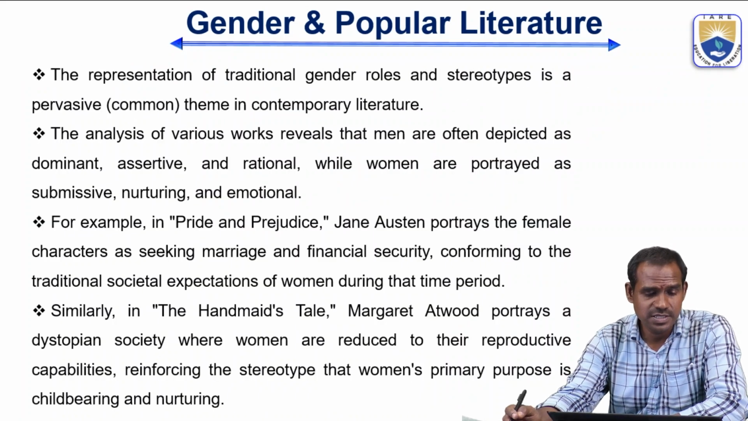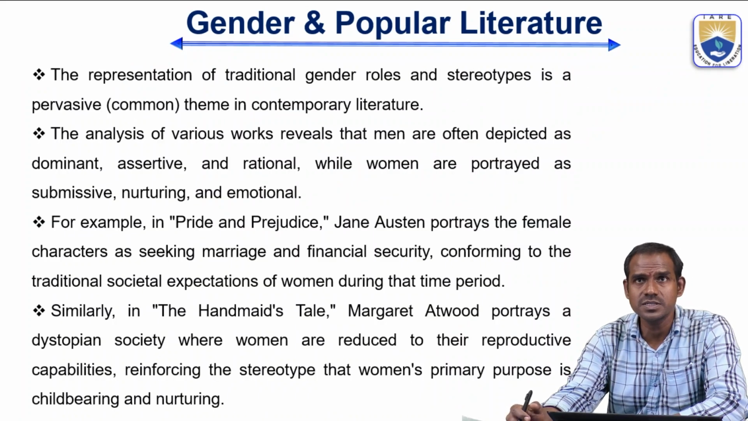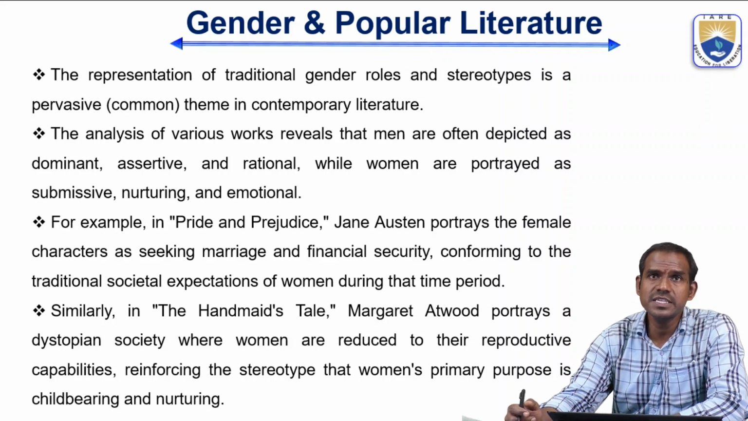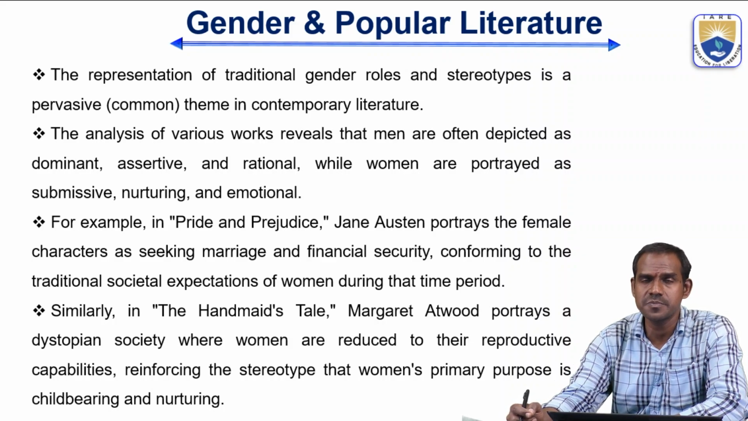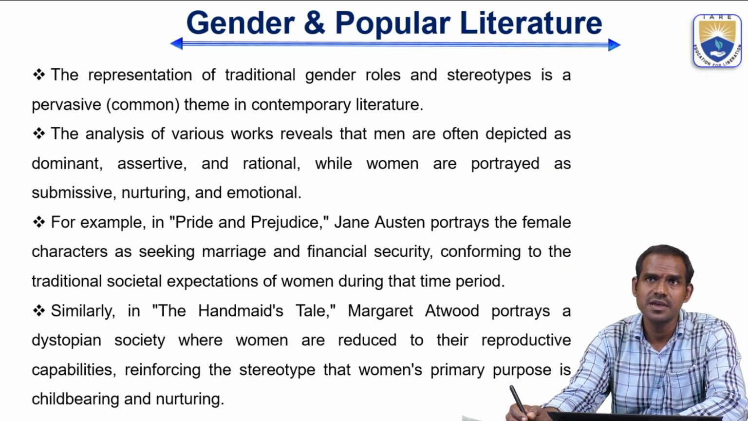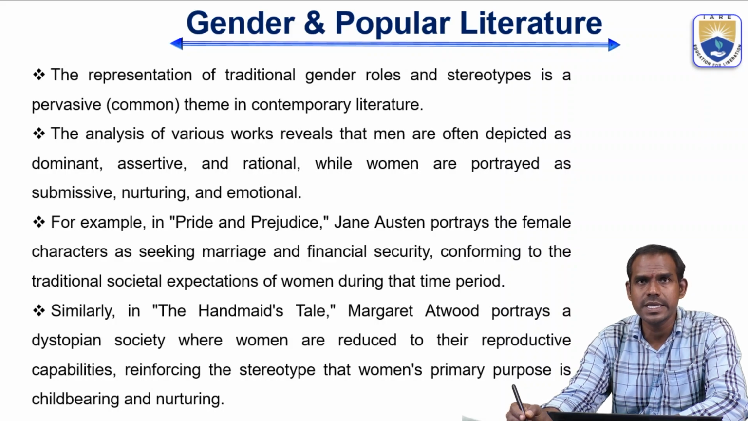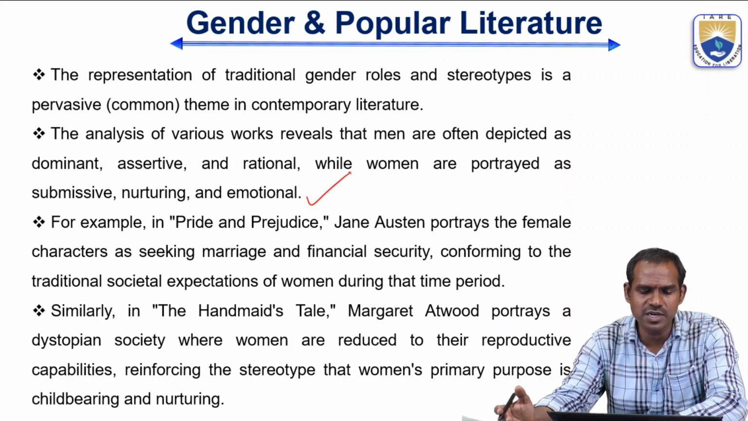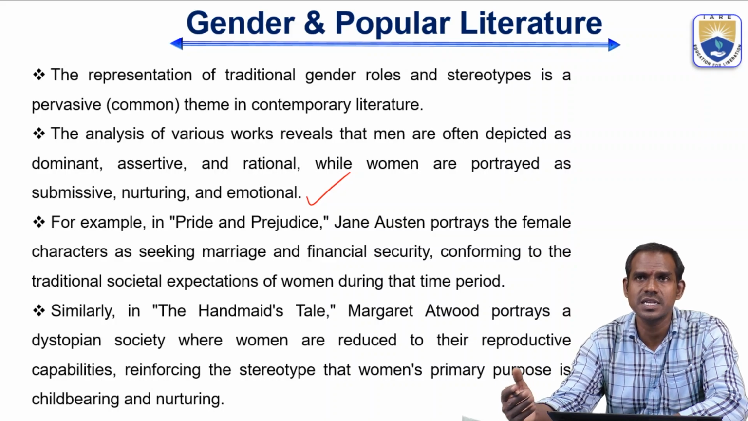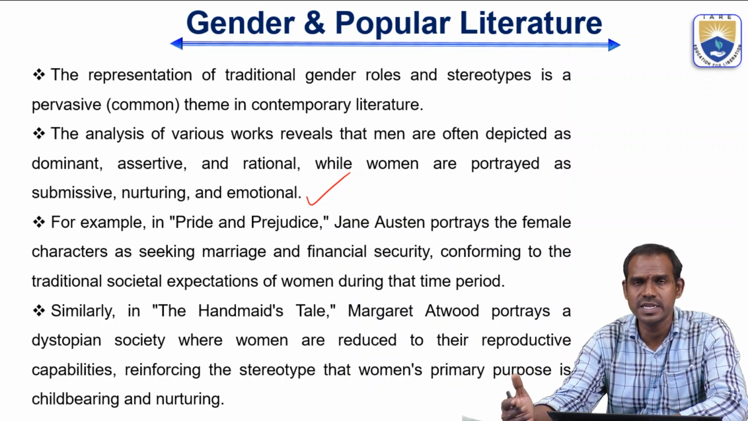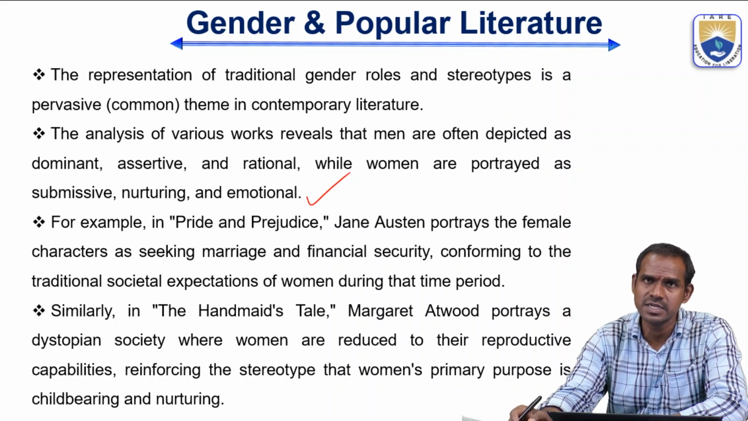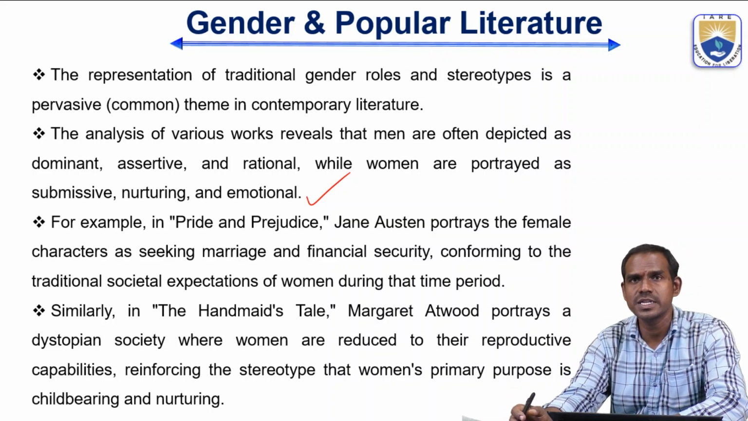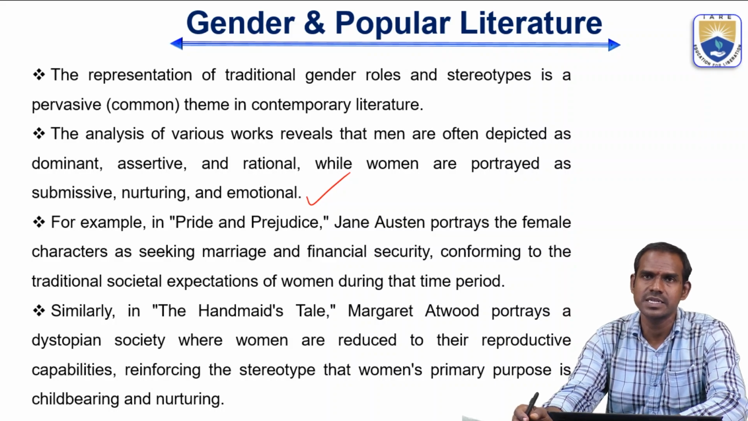And let's continue this. The representation of traditional gender roles and stereotypes is a pervasive theme, means it is a common theme in contemporary literature. The analysis of various works reveals that men are often depicted as dominant, assertive, and rational, while women are portrayed as submissive, nurturing, and emotional. So many works reveal the same thing. The general things that are portrayed to men and women. Men are depicted as dominant, assertive, and rational, while women are portrayed or depicted as submissive, nurturing, and emotional.